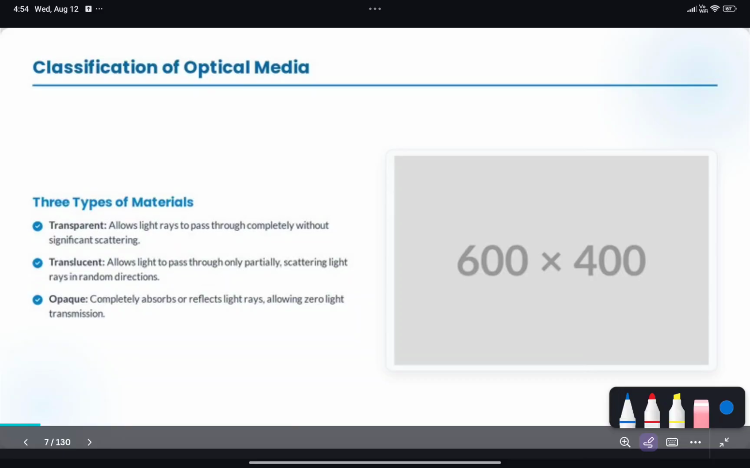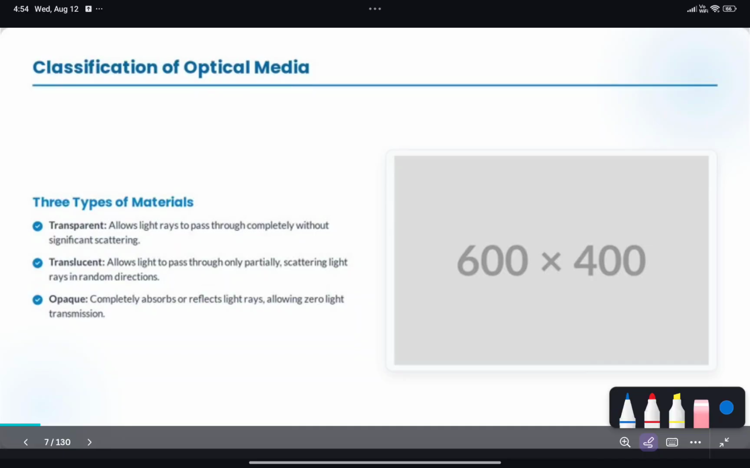Whatever amount of light falls on the surface of the material bounces back, which means reflection is taking place there. So opaque means it completely absorbs or reflects the rays. How much light passes through it? Zero only, zero light transmission. Clear?